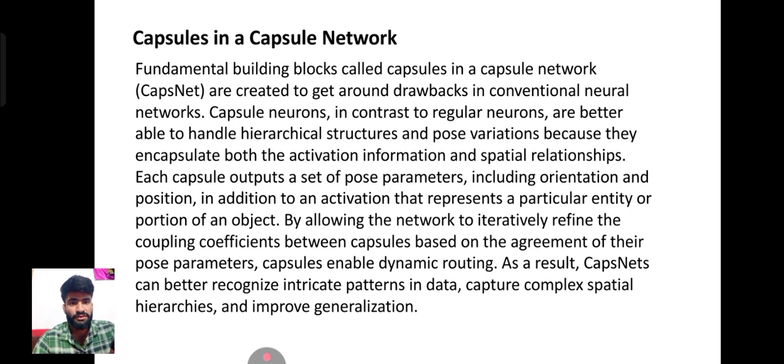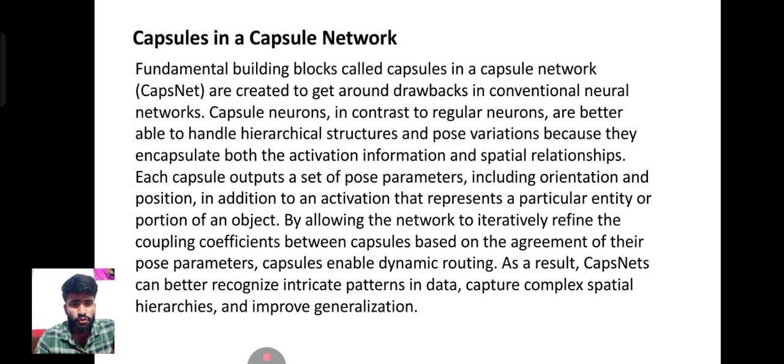Capsules in a capsule network. The fundamental building blocks of capsule networks are called capsules. CapsNets are created to get around drawbacks in convolutional neural networks. Capsule neurons, in contrast to regular neurons, are better able to handle hierarchical structure and pose variation because they encapsulate both the activation information and spatial relationships.